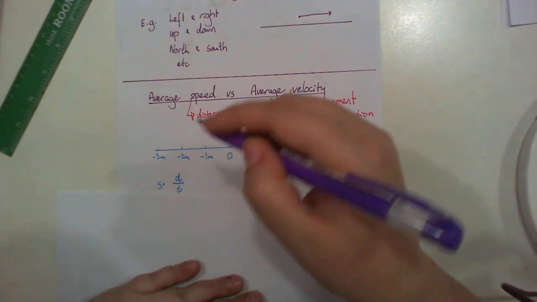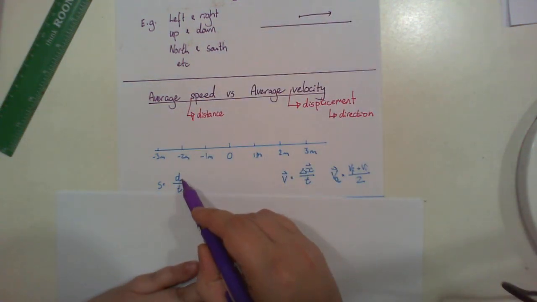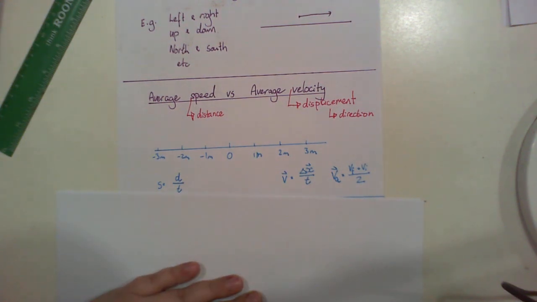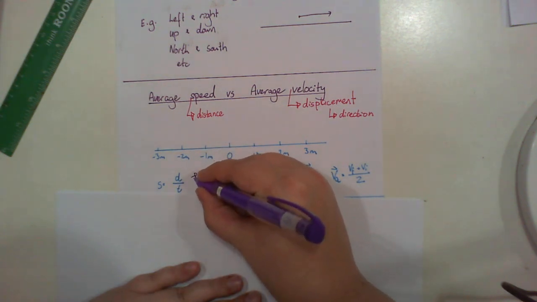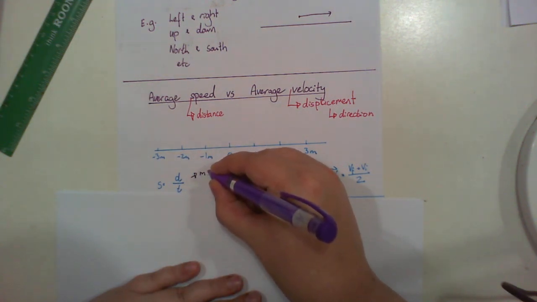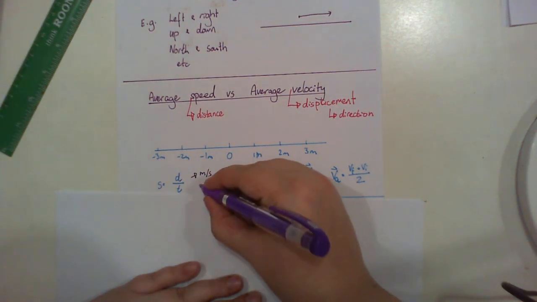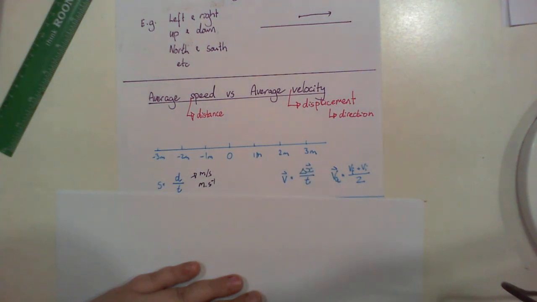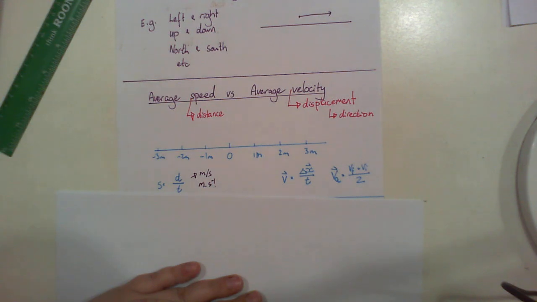Good. Remember, speed is your change in distance, I use a d, over change in time. And there is no direction. For example, we could have it as meters per second. Remember that in physics, we can also write this as meters per second like that. Both are valid. This one tends to get used a lot the further up you go, but this one is still acceptable.